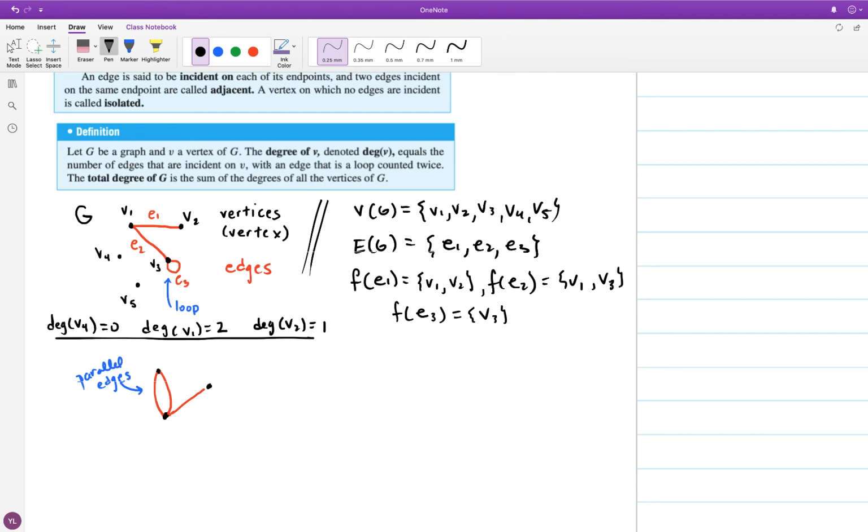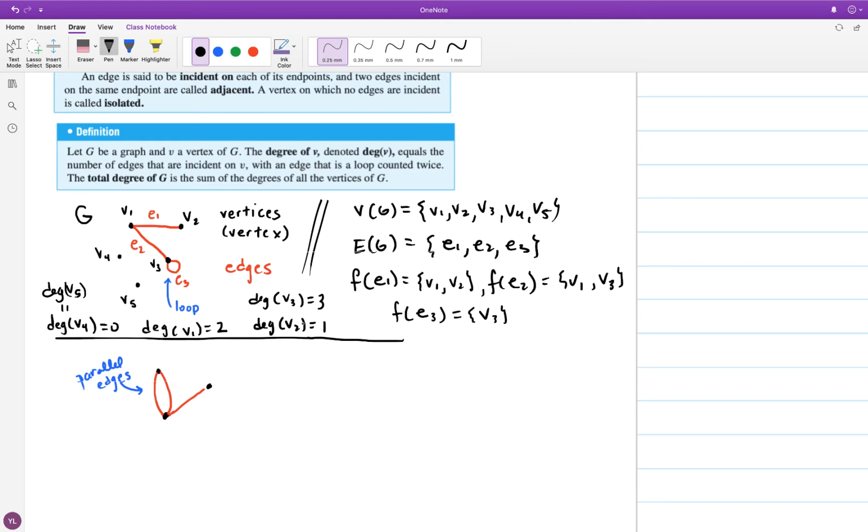And as you can see here in the definition, an edge that is a loop is counted twice. So the degree of vertex 3 is 1, 2, 3. And you can see it visually. There are 3 lines coming out of vertex 3. So let me try and squeeze this in here. And actually, just to finish off all of the degrees in this graph, the degree of vertex 5 is also 0. So now I've described the degrees of all of the vertices in the graph G.